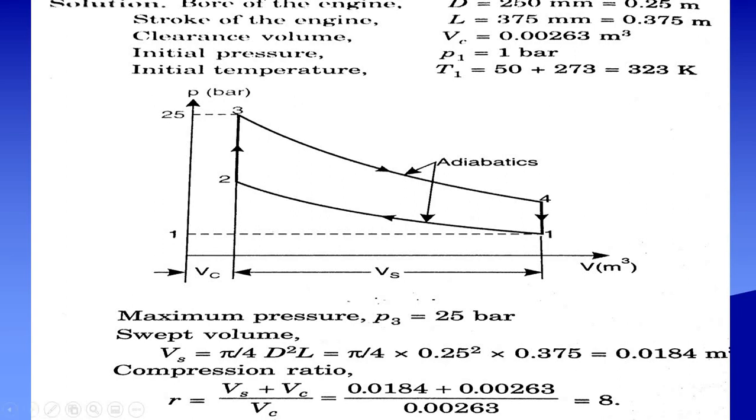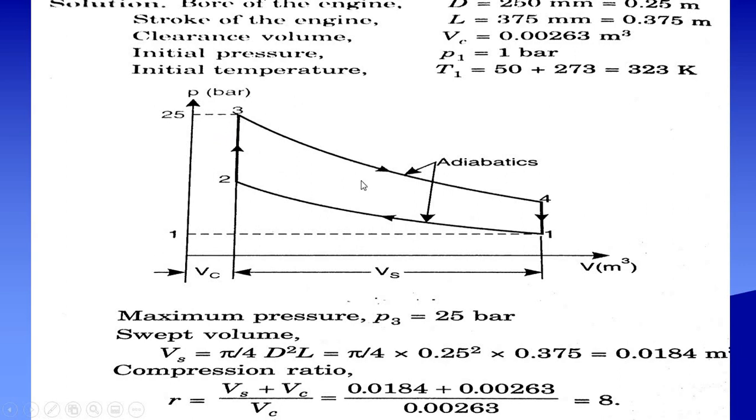Now this is the solution. Bore, or diameter, is given, and stroke length is given, so convert everything into meters. Clearance volume, initial pressure and temperature are given. If the temperature is 50 degrees centigrade, you add 273 to convert into Kelvin. This is the PV diagram which represents the Otto cycle. This is the clearance volume and the stroke volume, so the total volume is the sum of clearance volume and stroke volume. The maximum pressure is limited, and this is the peak point in this graph.